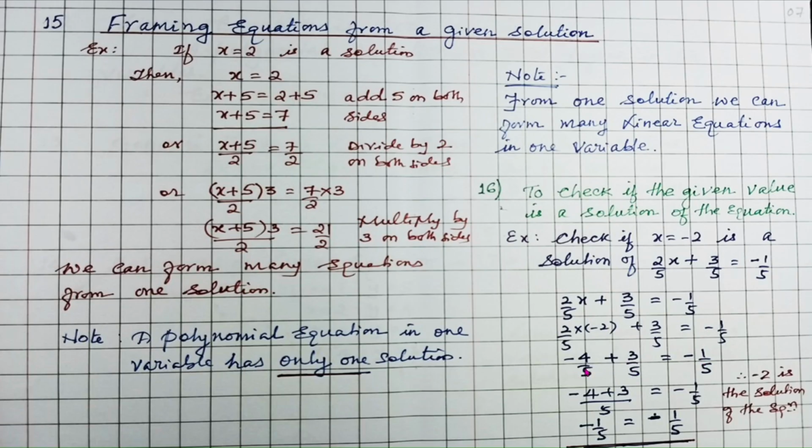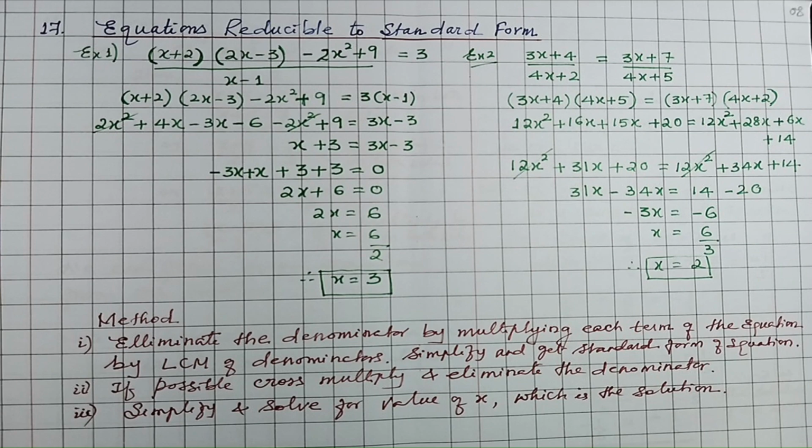Now the denominator is the same, just add the minus 4 and 3, we get minus 4 plus 3 becomes minus 1 by 5, and that is minus 1 by 5 is equal to minus 1 by 5. LHS is equal to RHS, and therefore the value x is equal to minus 2 satisfies the equation or makes LHS equal to RHS, and therefore x is equal to minus 2 is the solution of the given equation. Remember that. Now equations reducible to standard form.